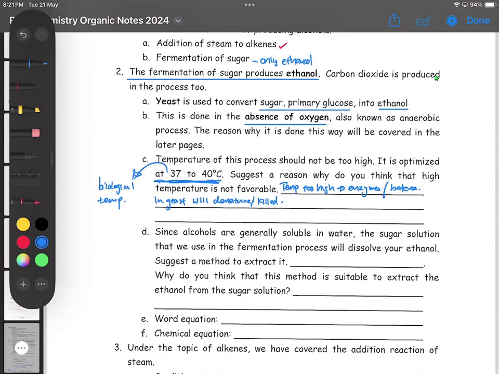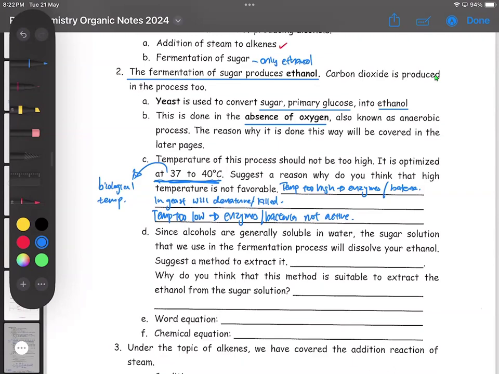Too high it fails, too low it fails also. Temperature too low. This is the same reason why our freezer helps us to conserve our food. Because when the temperature is too low, the enzymes or the bacteria are basically not active. So when they're not active, they cannot carry out fermentation. So this doesn't work again. So it always has to be 37 to 40, thereabouts.